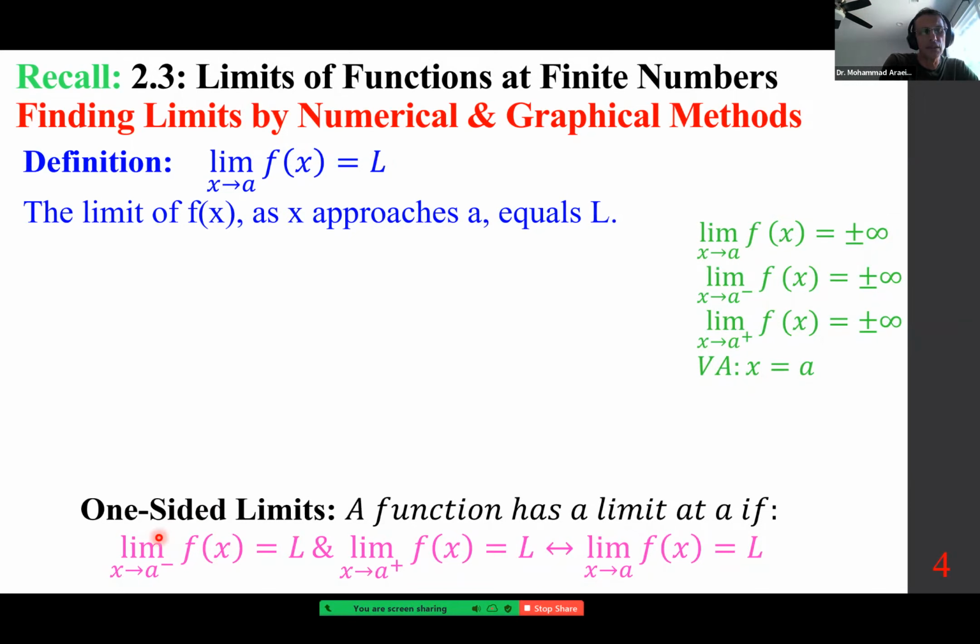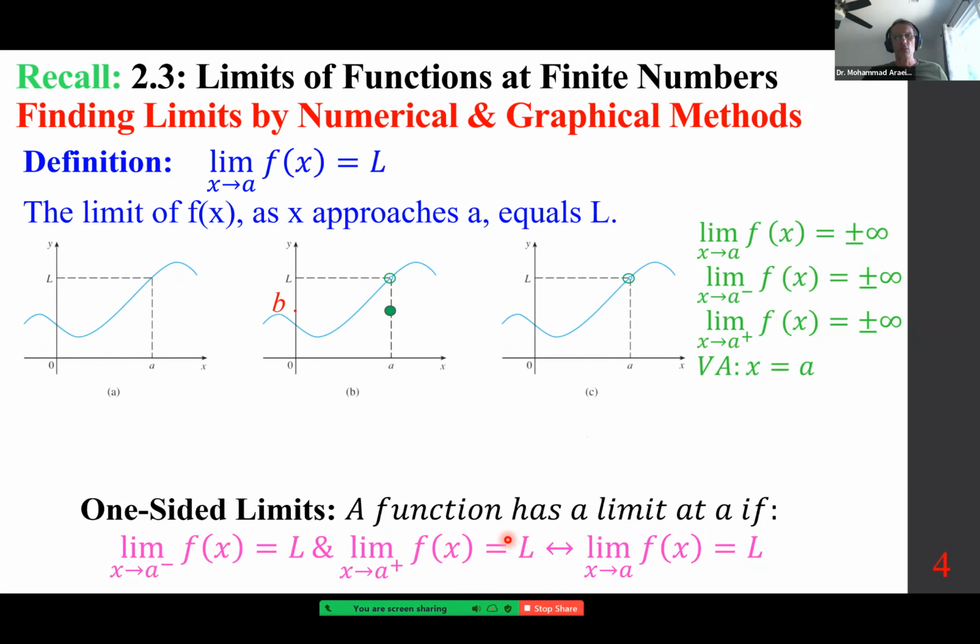Limit exists if the one-sided limits, that means the limit of f of x as x approaches A from the left and right, are identical. So we have a situation where in all cases, when x approaches A, that means from the left and right, the limit exists and it's equal to L in all cases. So the limit has got to do with near A, not exactly at A.